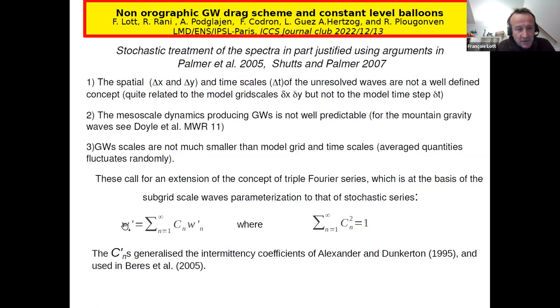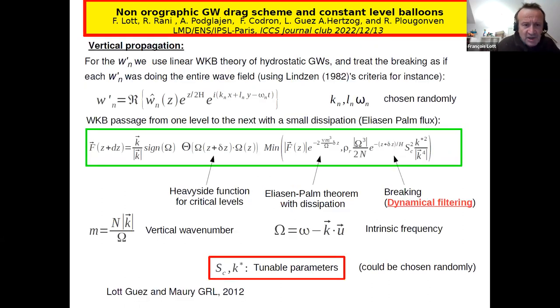So how does it work? You say that the gravity wave field here is a simple superposition of individual harmonics. And you have intermittency coefficients, which are just the probability that the wave field is made of that particular harmonic, but it doesn't matter much. So you can launch a few of these waves each time step, and at the end of the day, you have 1,000 of them, and you have a good spectral resolution. So how do we do it?